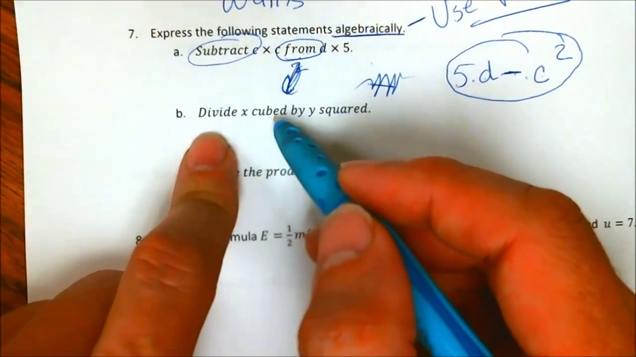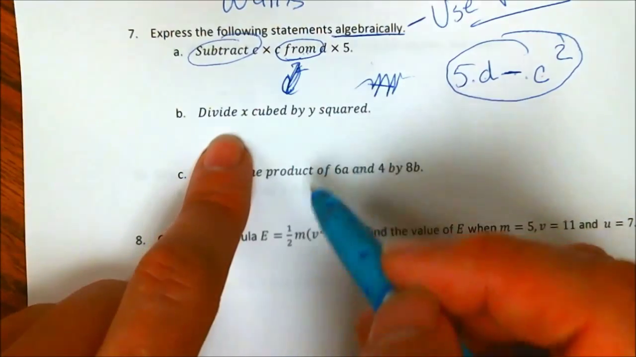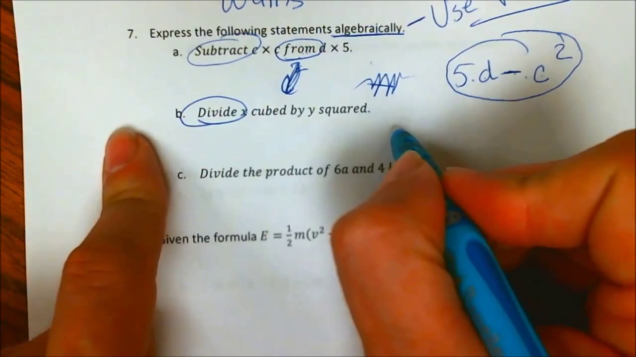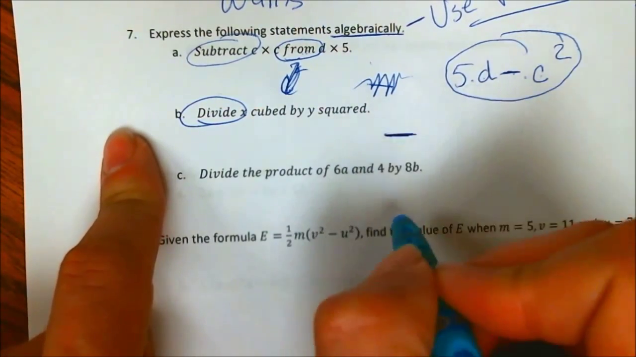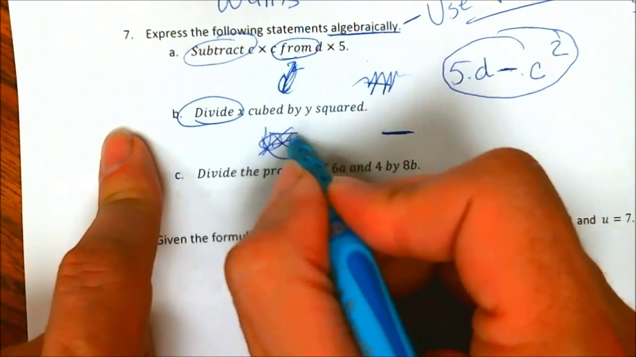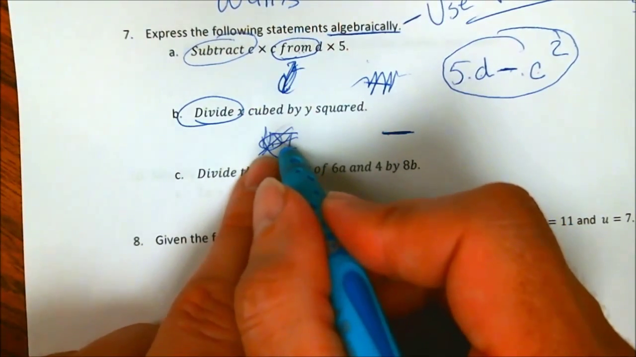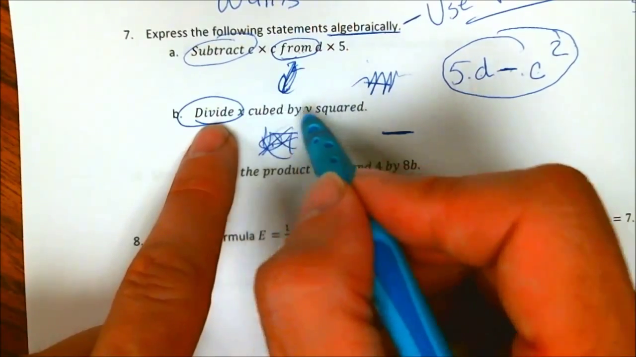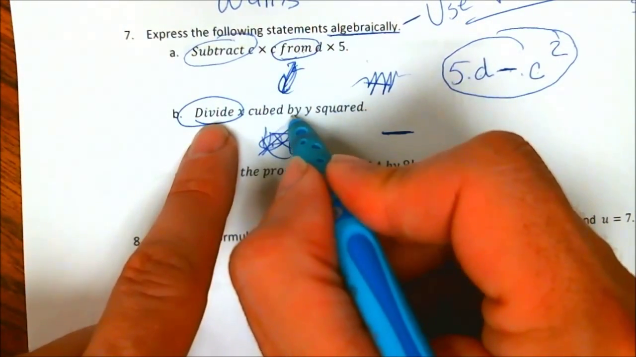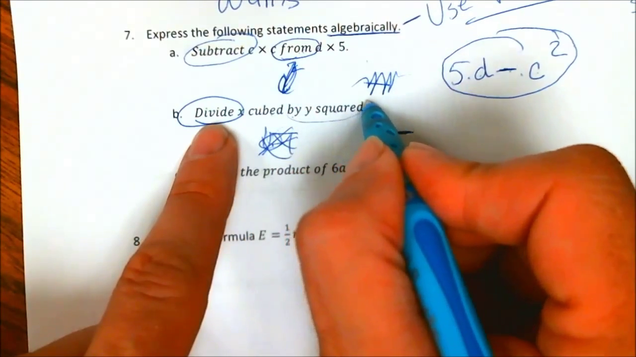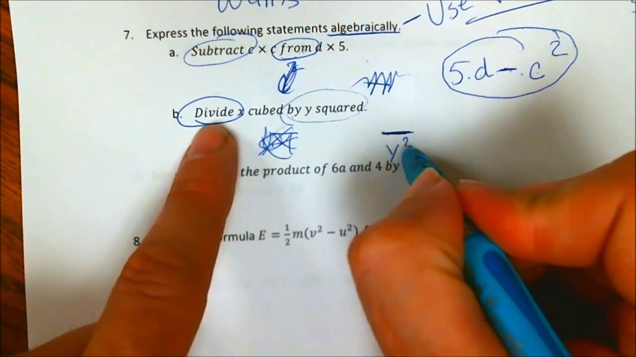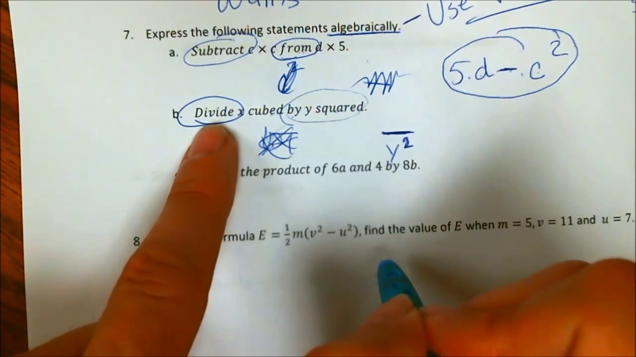Divide x cubed by y squared. Once again, it's division, so I automatically think fraction. Some of you guys did this symbol. We're doing algebra now. We don't even use that symbol anymore when we're doing algebra. So we're dividing x cubed by y squared. When we divide something by something else, the thing we're dividing by goes on the bottom. Y squared, meaning y to the second power.